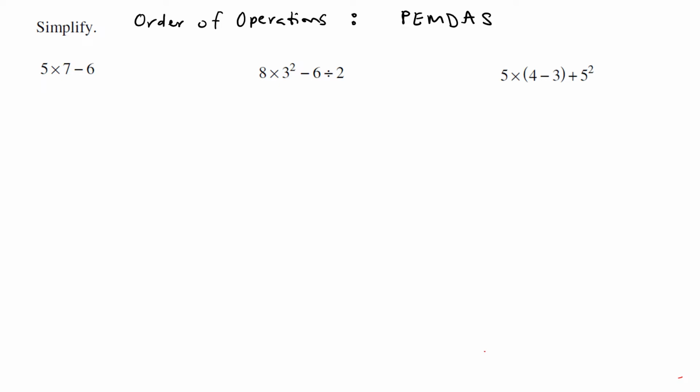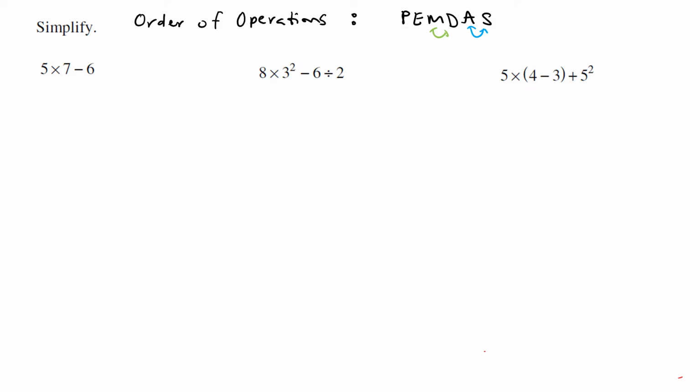Something to keep in mind here is that multiplication and division get done at the same time, from left to right, like reading a book, and addition and subtraction get done at the same time, from left to right, like reading a book. All right, so let's look at this first example here.